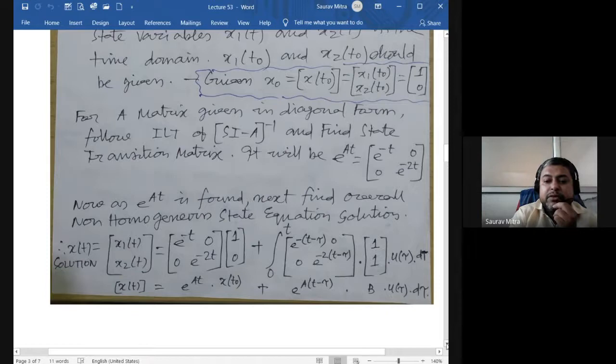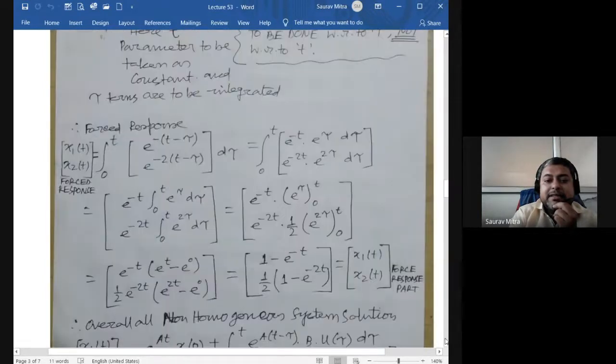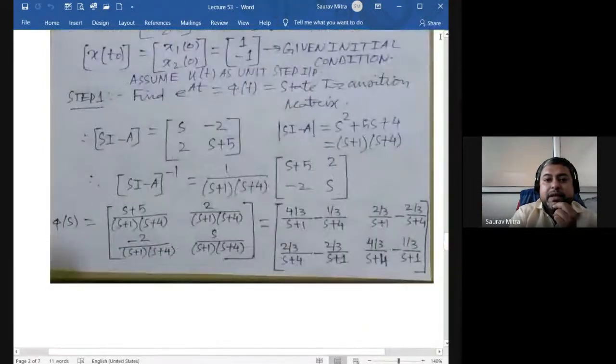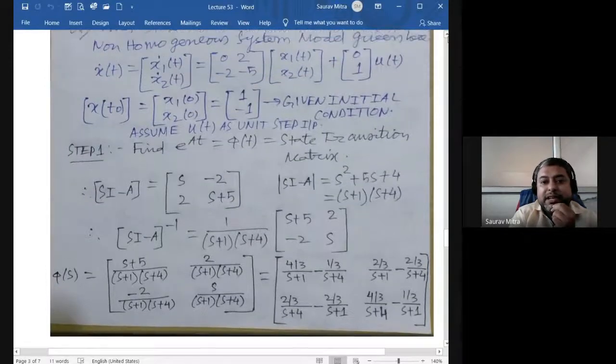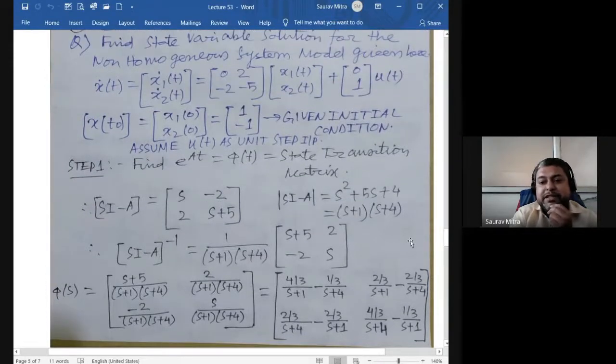But next case, this is a general numerical. This is also not difficult, but yes, you have to do some partial fraction and all those things, and you have to learn how to do it. So find the state variable solution of the non-homogeneous system. Same process, same process. Only thing is it will get bigger with more number of variables, more number of terms. Okay, but there is no competition.